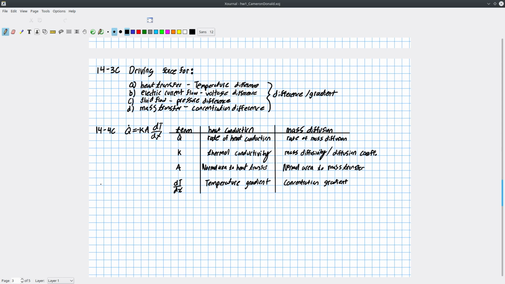Here we're simply asked to find the driving force for heat conduction and mass diffusion, which are the same form of equations. So we've got this rate of heat conduction, rate of mass diffusion, thermal conductivity, and then for mass it's mass diffusivity. Area is in both cases the area normal to transfer, and then dT/dx is a temperature gradient and a concentration gradient respectively.